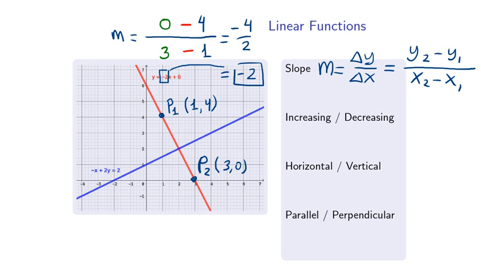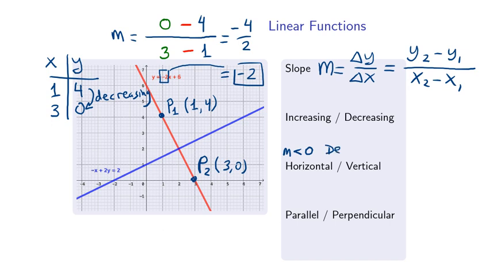And if we make a table for those 2 points that we looked at, the x-coordinate was increasing. It's good to put the points with increasing x values, but the y value was decreasing. So this is called a decreasing function. And if the slope is less than 0, that's when we have a decreasing function. As the x-coordinate increases, the y-coordinate will decrease. But if the slope is positive, we'll have an increasing function.